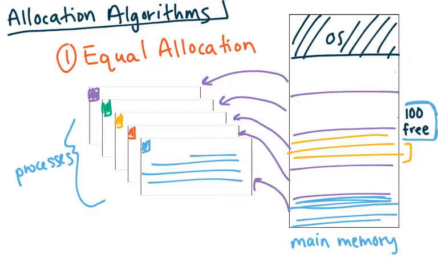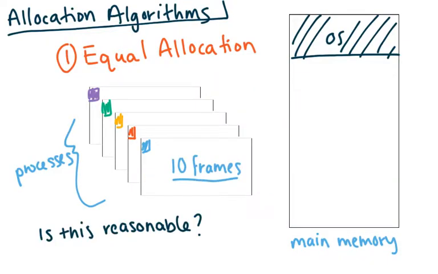So this is equal allocation. We equally divide it among the processes. It seems fair, seems great, but should we really do this? Is it reasonable? Let's imagine that this first process here, process blue, only has 10 frames. So it's a really small program.